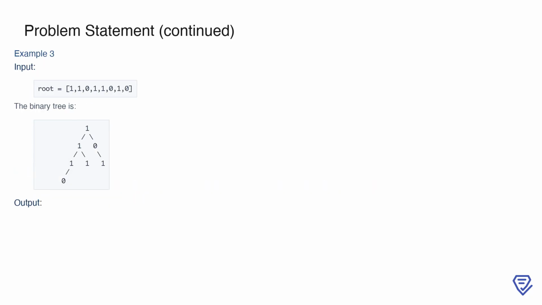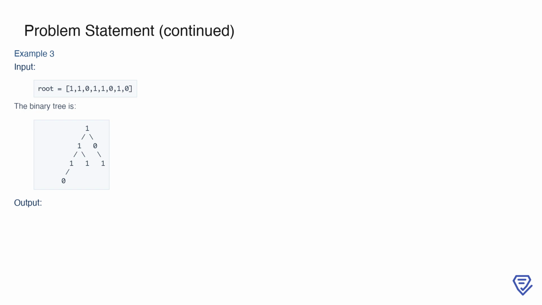In the third example, the input tree is 1, 1, 0, 1, 1, 0, 1, 0. When visualized, the tree has a root node 1 with two children, a left child 1 and a right child 0. The left child itself has two children, both 1, and one of those children has a left child 0. The right child 0 has a single right child 1.